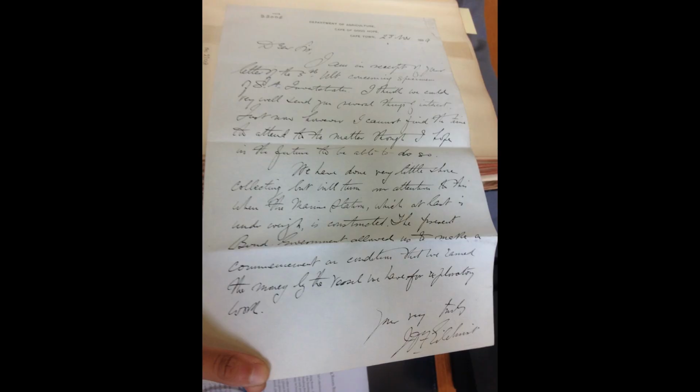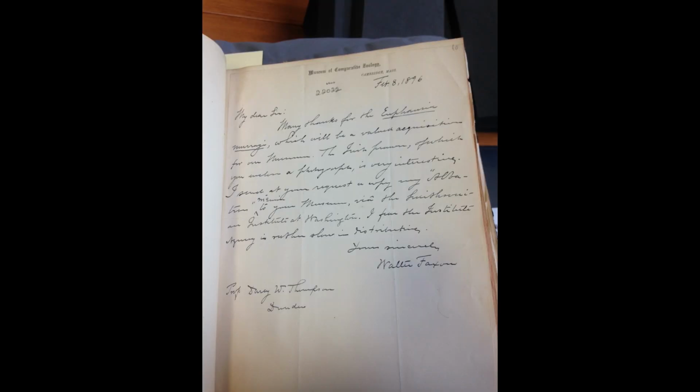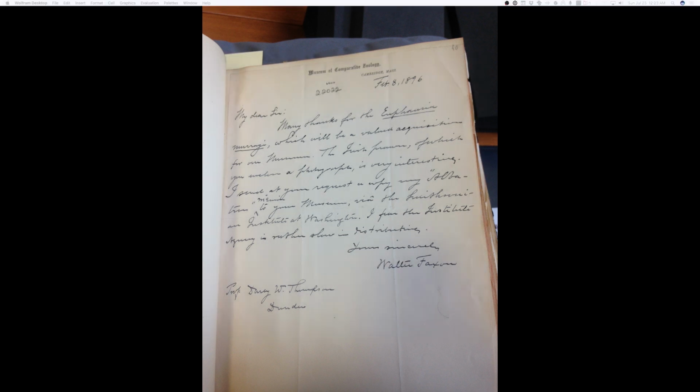Department of Agriculture, Cape of Good Hope, Cape Town. Alright, very little to share, collection, blah blah blah, marine station. Doesn't look very interesting. Museum of Comparative Zoology, Cambridge, Massachusetts, 1896. Well, I've certainly been to that museum. Many thanks for the... You know, one wonders whether everything that was sent by D'Arcy Thompson is still sitting in a jar somewhere, although its label might be peeling off.